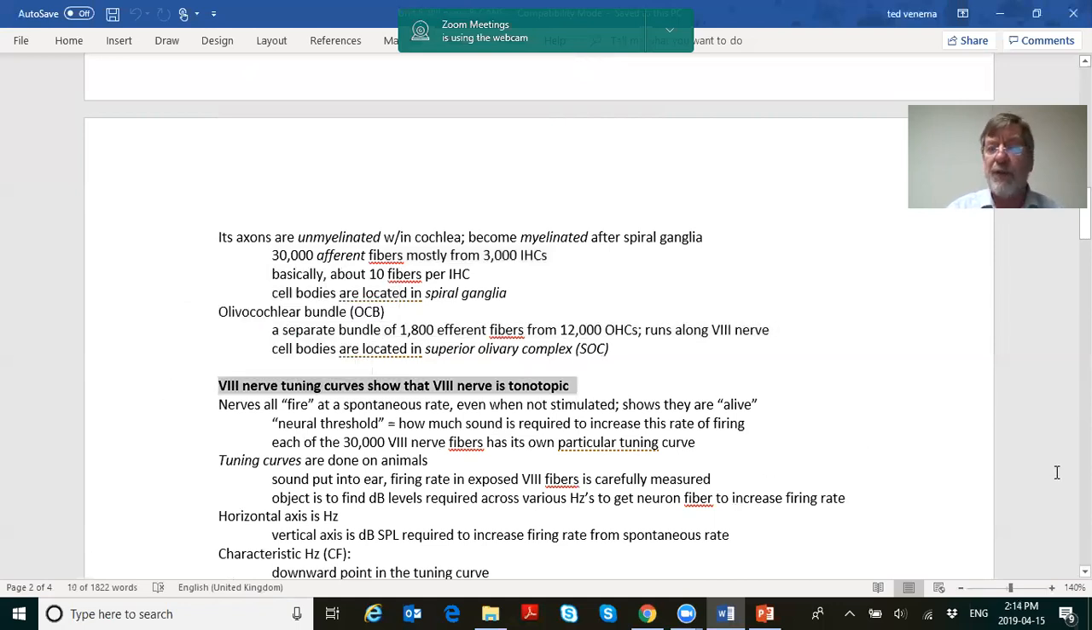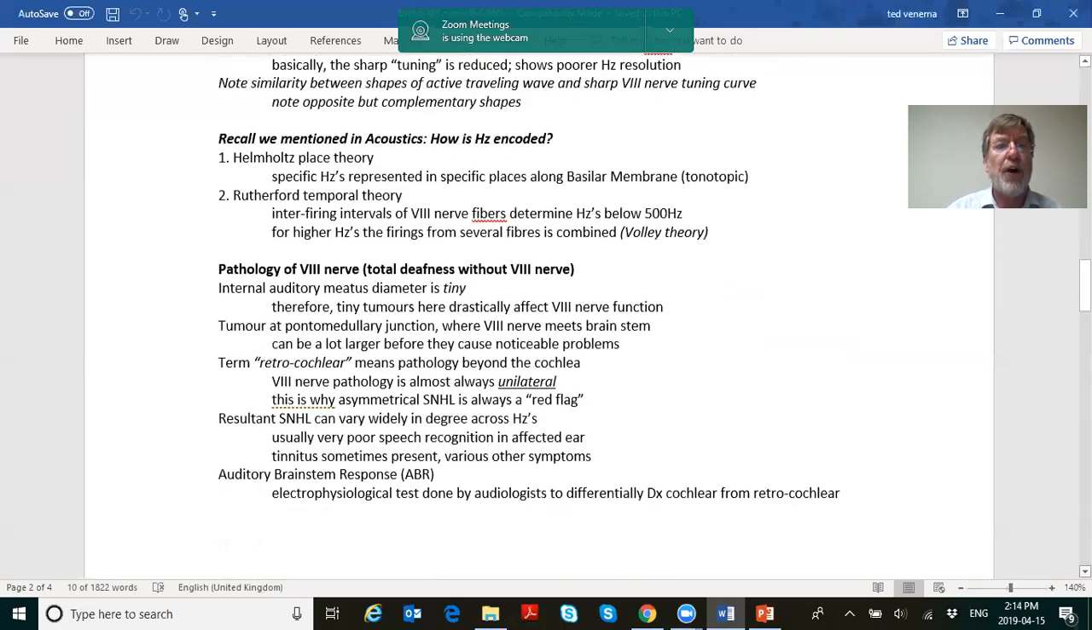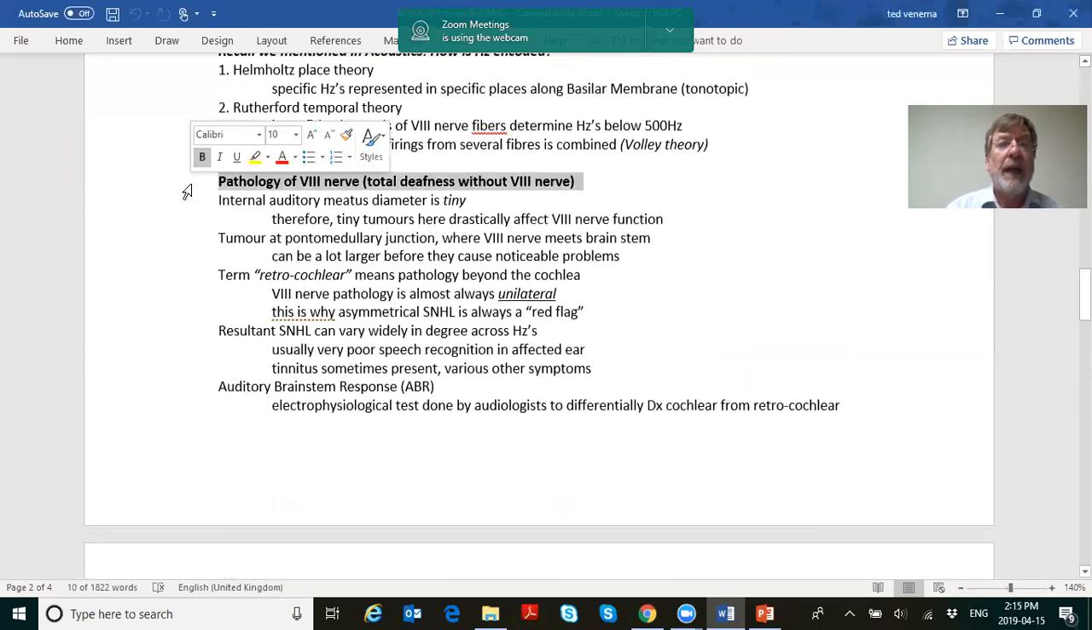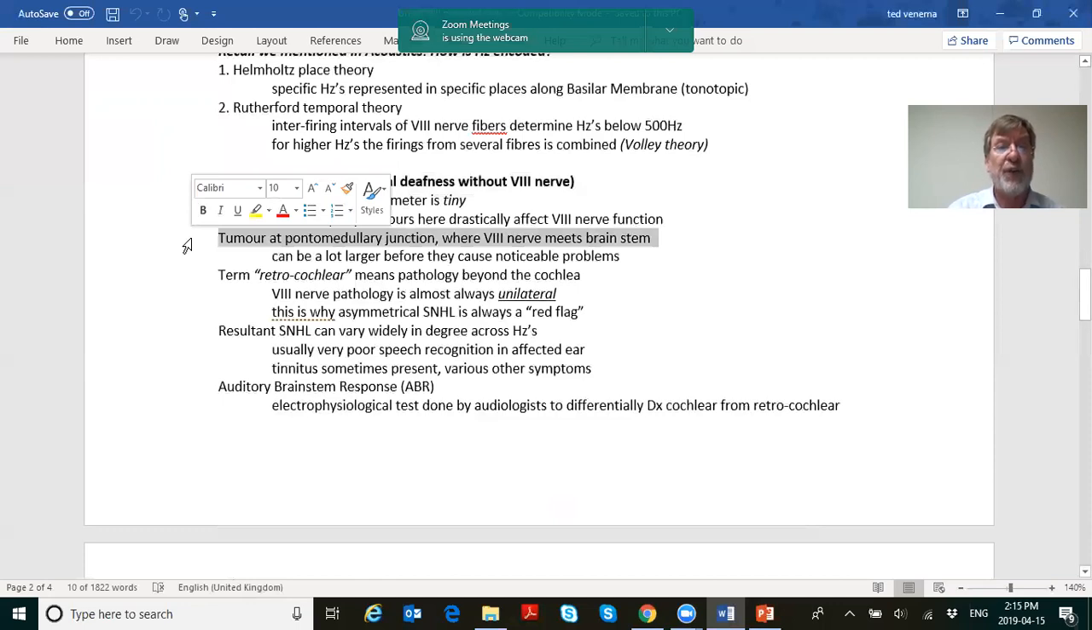Then we talked about eighth nerve tuning curves last week. And then we talked about pathology of the eighth nerve last week. And I mentioned how common eighth nerve tumors are. Not very. Only 1 in 100,000 people have an eighth nerve tumor. So at any rate, where the eighth nerve goes through the internal auditory meatus, and the tumor can meet at the pontomedullary junction of the brain stem. I'll show you pictures there, but you did see them last week too.